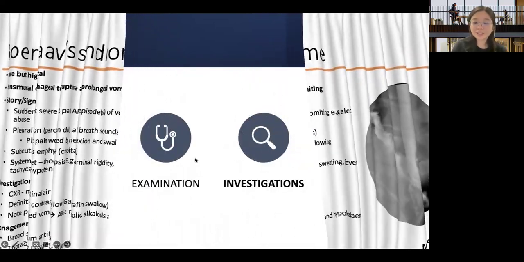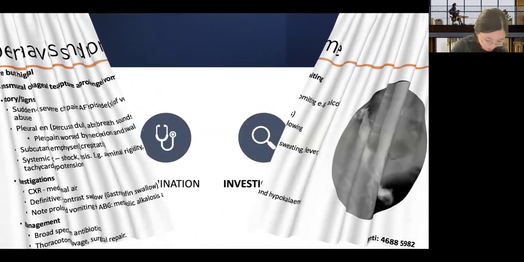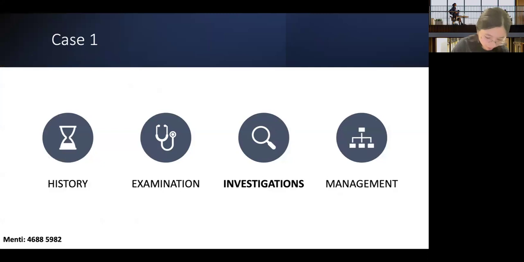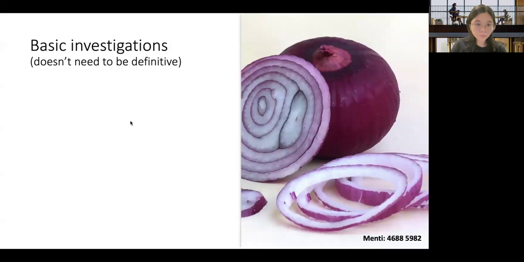Okay, finally, we have gone to investigations. So what kind of investigations would you like to ask for? I'd like to think about this in terms of layers, like an onion. So the most basic one to the more complicated one. So bedside first, bloods, and then finally sending for imaging.